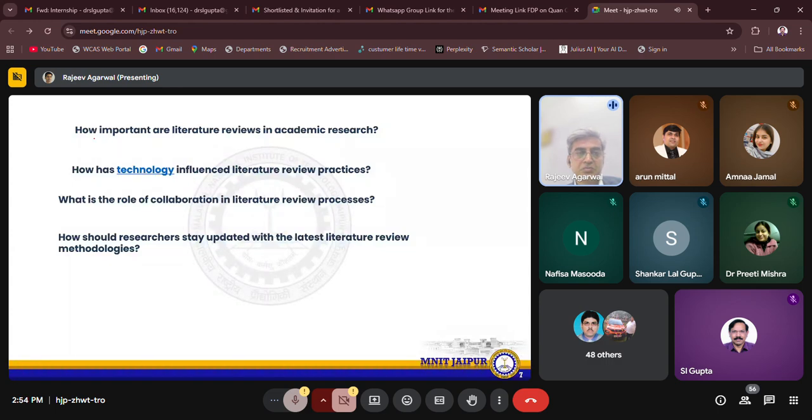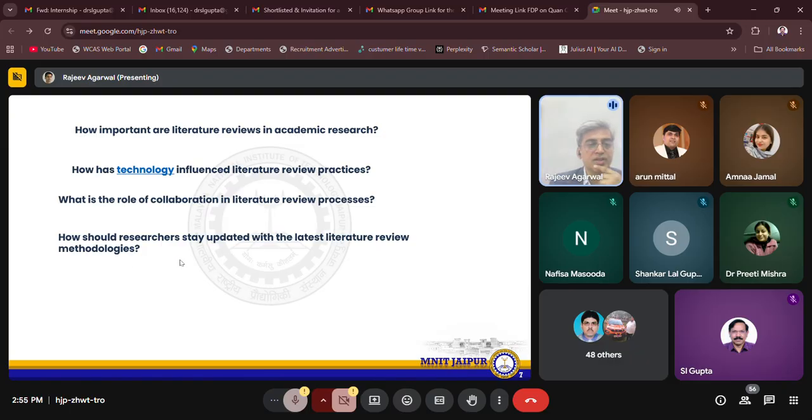So the question in front of us: how important is literature review? Now there are a number of tools coming where they do literature review in hours. But before using these tools, you need to understand the fundamentals of the basics of tools. And then only you can actually use them effectively in your research.